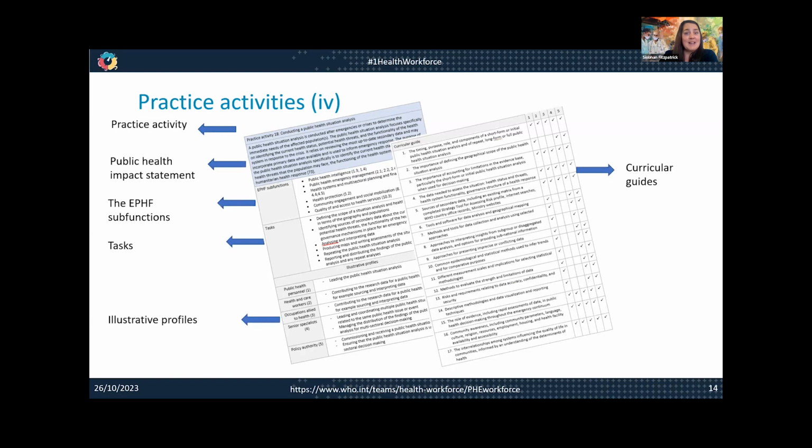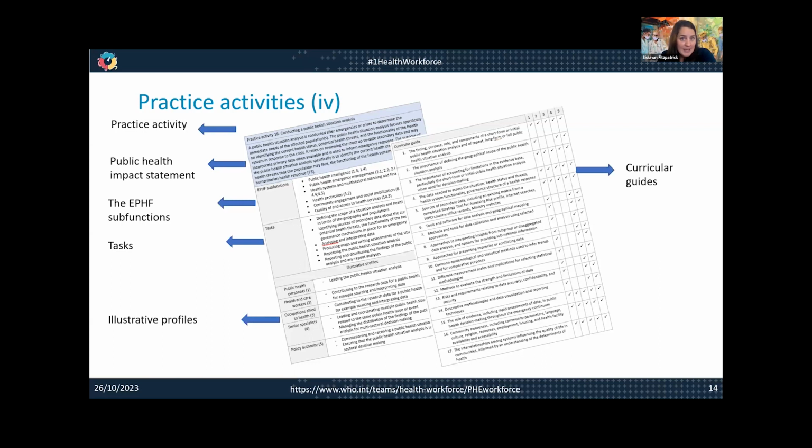We've linked these back to the EPHFs and their subfunctions. There are illustrative profiles, an illustrative profile from each of those 3 occupational groups, but also at different career stages. So from an early career person through to a senior person with leadership and decision-making responsibilities to guide how to adapt from the framework. Of course, by definition, the framework is not standards, it's not authoritative, it's almost a menu of those different outcomes.